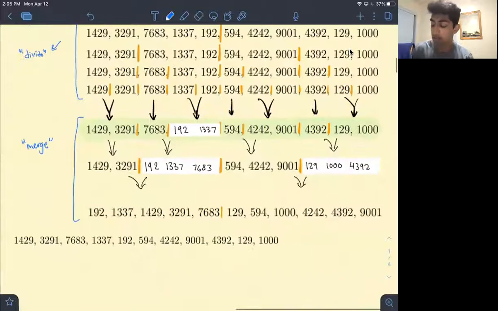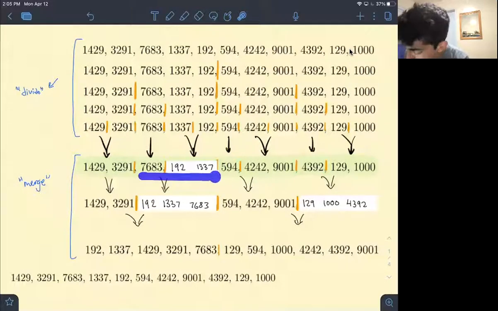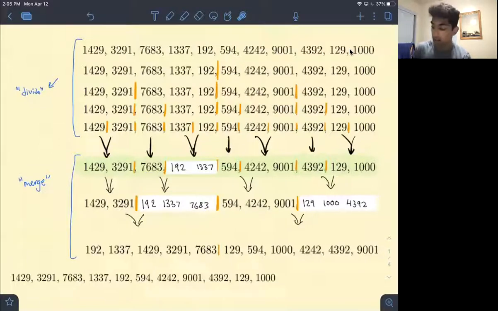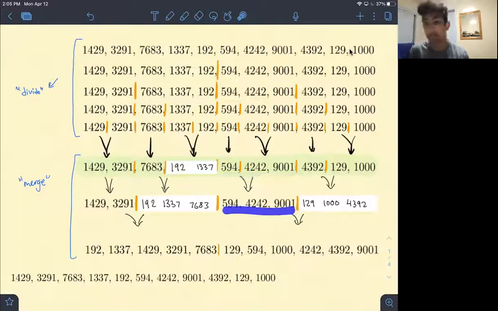Okay, the next merging pass, we continue the same behavior, right? We take adjacent runs and we sort them together. So what we see here is that we're looking at this divide pass, which corresponds to this right here. So I say 1429 and 3291, you stay in the same ordering because you already sorted. But now when we're looking at this run, we see that it's sorted like so, after we just move 192 here. Then if we look at these two runs, we sort them, just maintaining the same ordering.